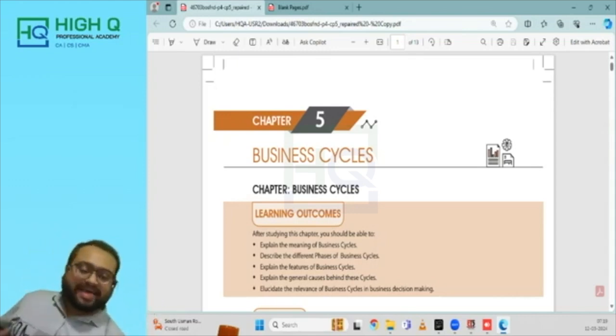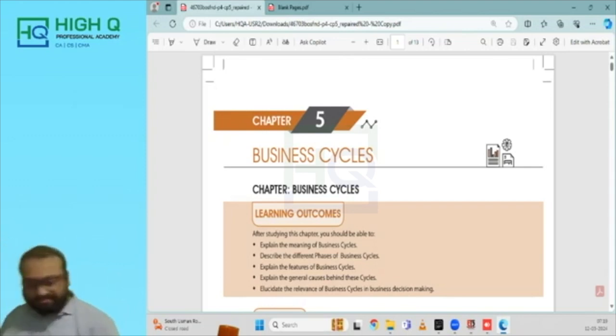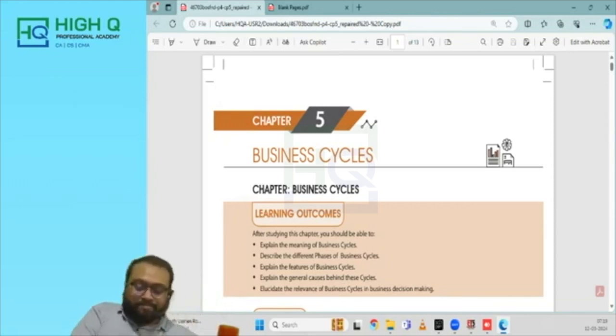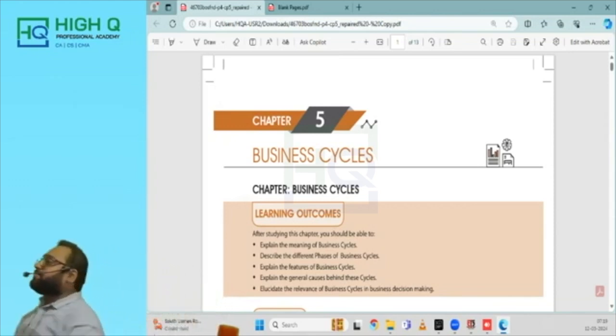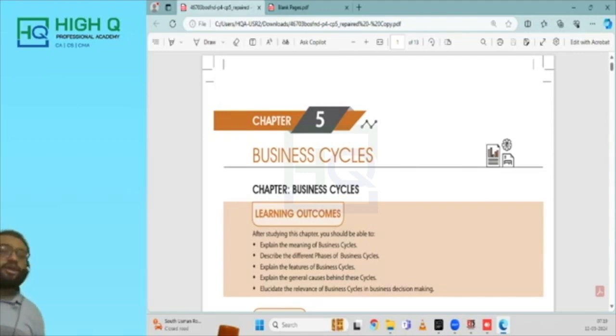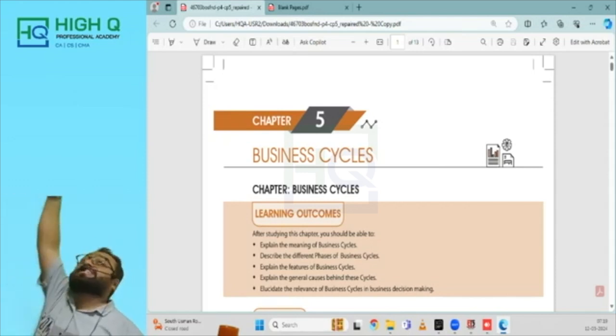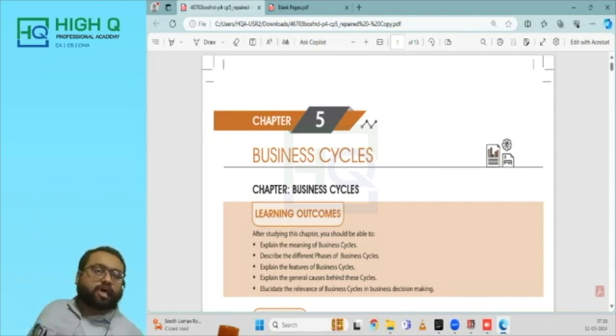Now, business cycle. How many phases do we have in the business cycle? What are the five phases? Recovery, expansion, peak, contraction, that is recession. Recession goes to depression, and then comes to trough. Trough is the lowest point. Yes or no?